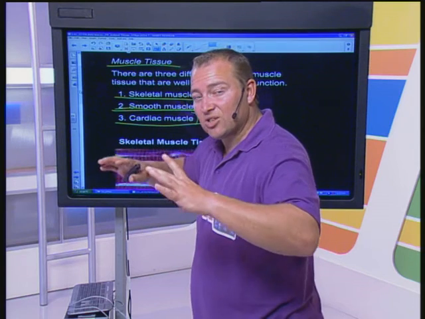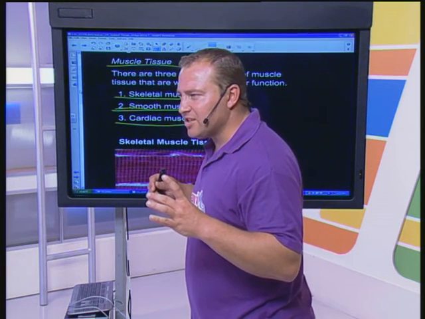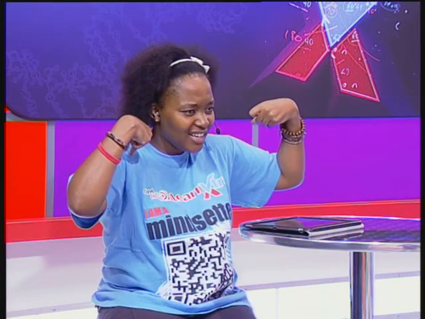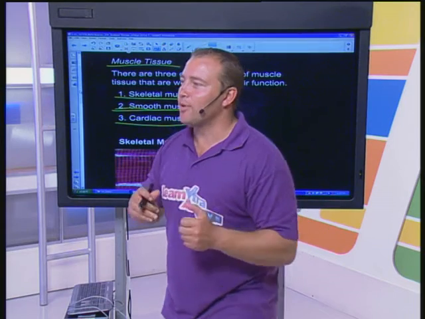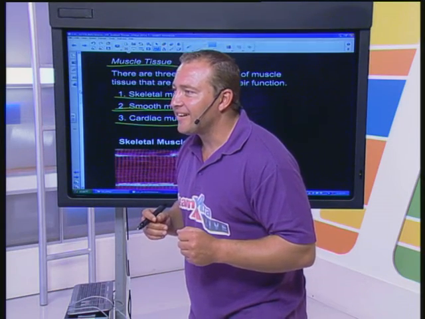Okay, try this out. Your skeletal muscle or striated muscle, what's the best part about it? Show me your guns. They're strong. Very nice. Okay, so they're strong. Smooth muscles make your stomach churn. They have no control. No control. Heart has both. Why would it have both?